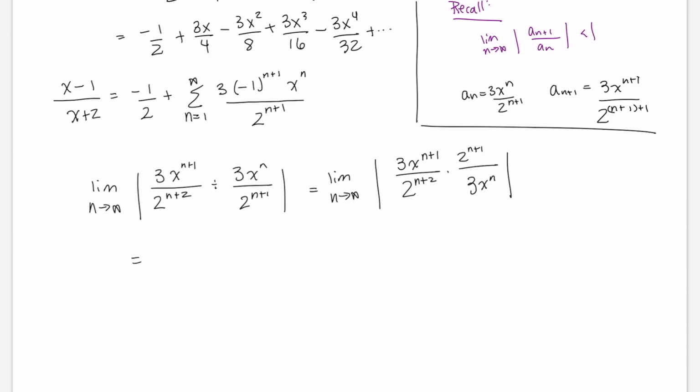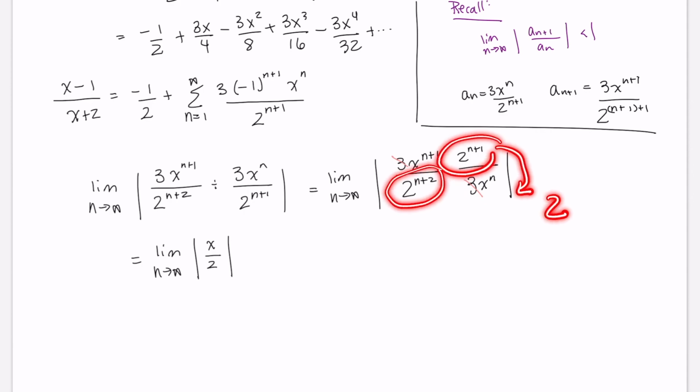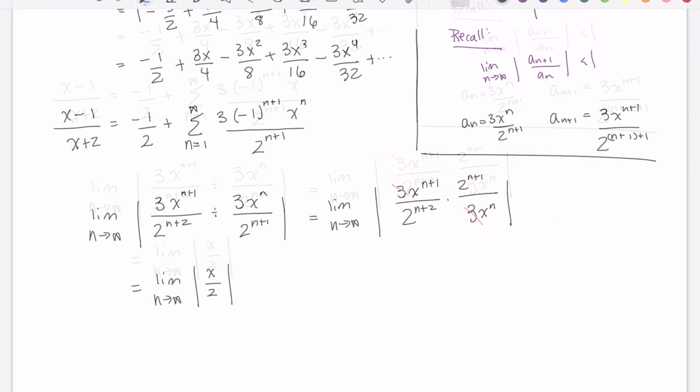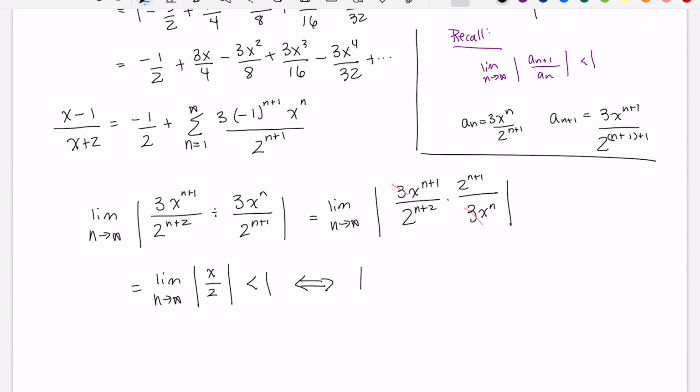Let's do all that simplification. So 3 divided by 3 will give us 1. And then we have the limit as n approaches infinity of x times... If you're having trouble seeing this, pause your video and remember your rules of exponents, what will happen. You can always bring this up as a negative exponent. Same here, I move this down as a negative exponent, so 2 to the negative n plus 1, and then simplified. Now, this limit here will be less than 1 if and only if the absolute value of x over 2 is less than 1.